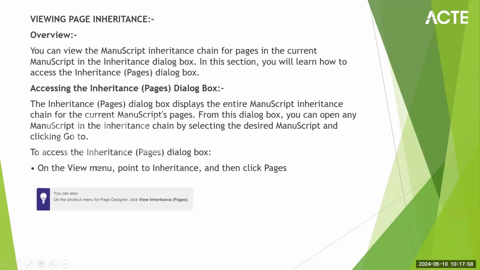So how you can view that particular manuscript inheritance: when you open a manuscript, you can see a view menu in the toolbar. Point to inheritance and then click pages. A pop-up will appear showing the complete inheritance of that particular manuscript. Since you are trying to do this for the pages, you need to click the page name as well. Another way, as a shortcut, is the menu for page designer, and click on view inheritance pages.